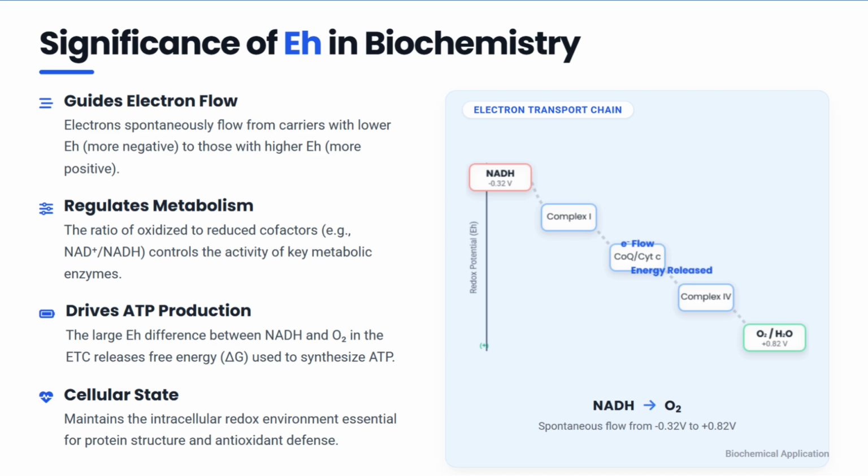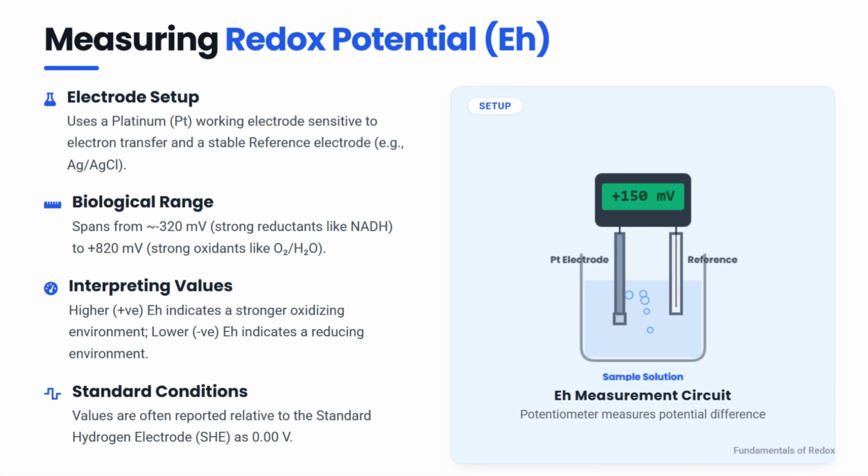It starts with NADH at negative 0.32 volts, then electrons move through complex 1 and other carriers like ubiquinone and cytochrome C with potentials around negative 0.2, 0.05, and 0.25 volts, finally reaching oxygen at positive 0.82 volts at complex 4. Energy is released at each step as electrons flow spontaneously from NADH to O2. Following this, you'll notice we can actually measure this potential.